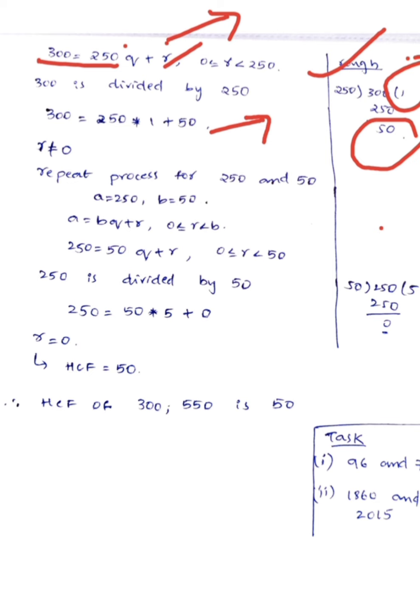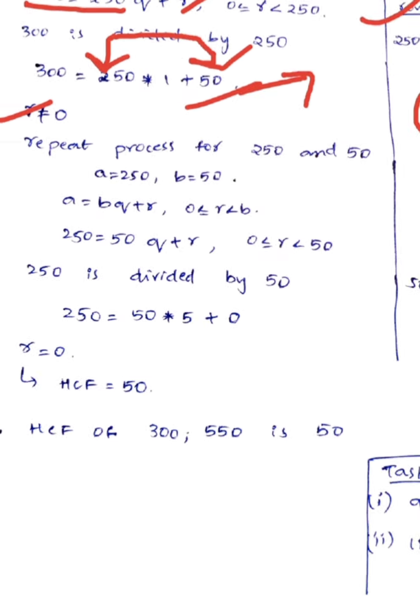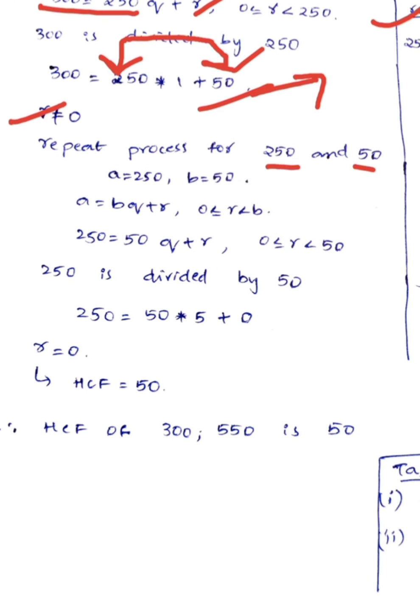Now in the second step, you need to check for the value of r. That is, r is 50. So it means that r is not equal to 0. So when r is not equal to 0, you need to repeat the process again for b and r values. That is for 250 and 50. When I apply the process again, the new a value is 250 and b value is 50, because among the two, 250 is the greatest. So assign 250 to a. Now the new a and b values are 250 and 50.